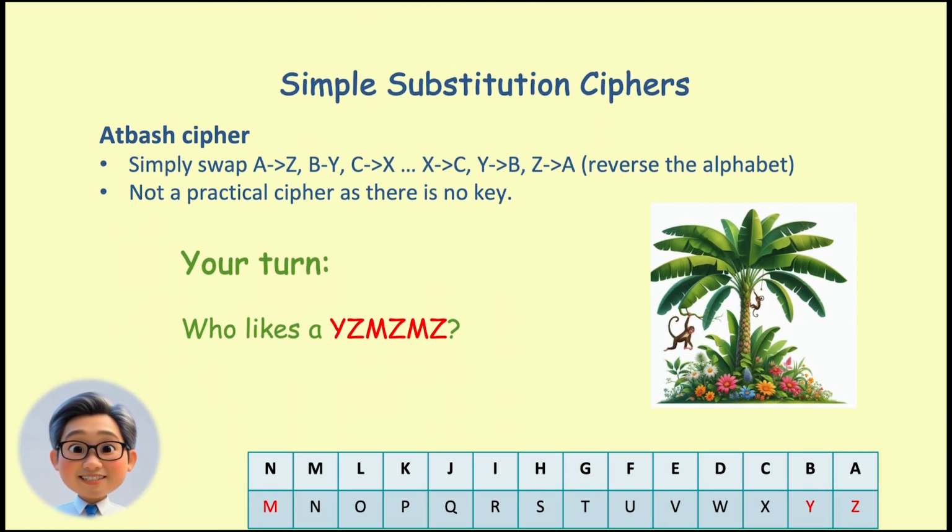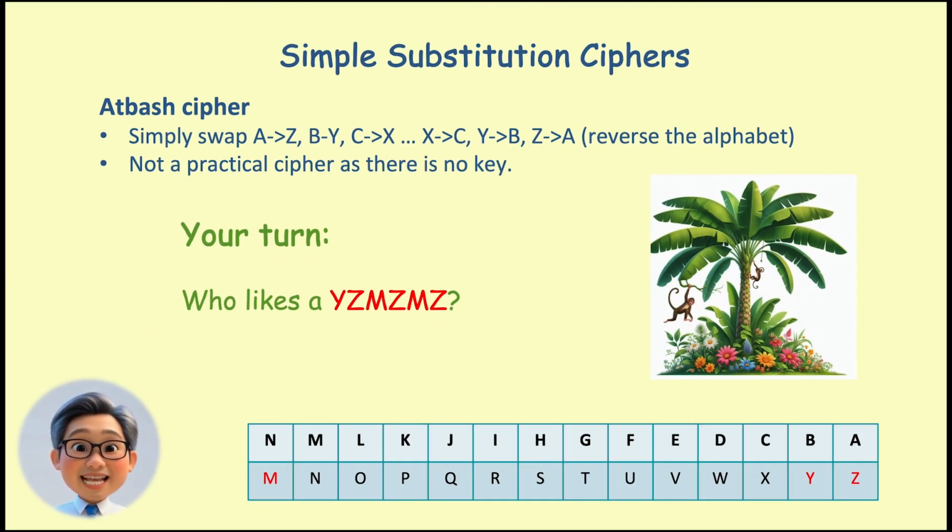Let's look at some classic ciphers. First is the Atbash cipher, a simple substitution cipher. It works by reversing the alphabet, so A becomes Z, B becomes Y, and so on. Because there's no key, it's not very practical for serious use. Your turn. Who can decode the question on the screen?